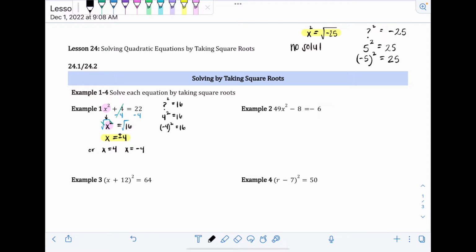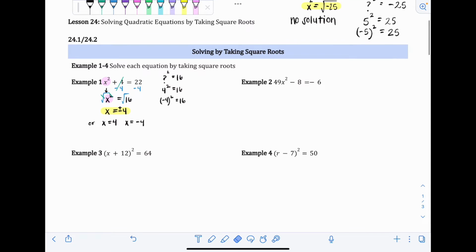You may see it written both ways, between no solution and no real solution. Once you get to Algebra 2, we'll introduce the concept of what's called a complex number, which happens when you take the square root of a negative number. Just wanted to point that out. If you ever get to a problem that has you taking the square root of a negative, it's going to be no solution.